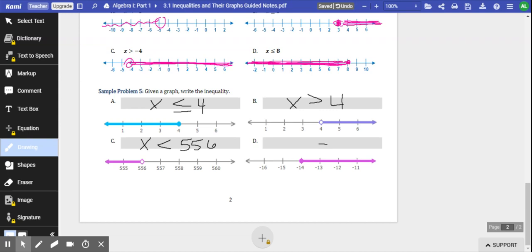Then I have negative 14. This one is a little complicated because it's a negative. So negative 14, and then I'm going negative 13, negative 12, negative 11. Those are greater than negative 14, so it's greater than or equal to because of that closed circle.